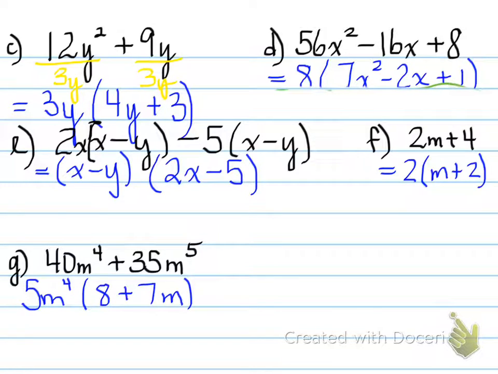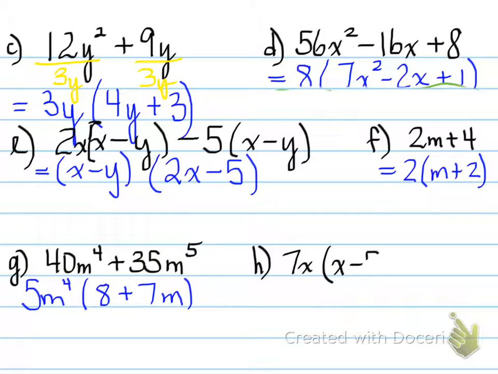Now remember, the reason we have 8 is 40 divided by 5 is 8, and the m to the power of 4 is taken away. 35 divided by 5 is 7. m to the power of 5 divided by m to the power of 4, you're going to be left with 1m in the second part. So again, you would just simplify this expression to here. And then if you want to check your answer, you could expand.